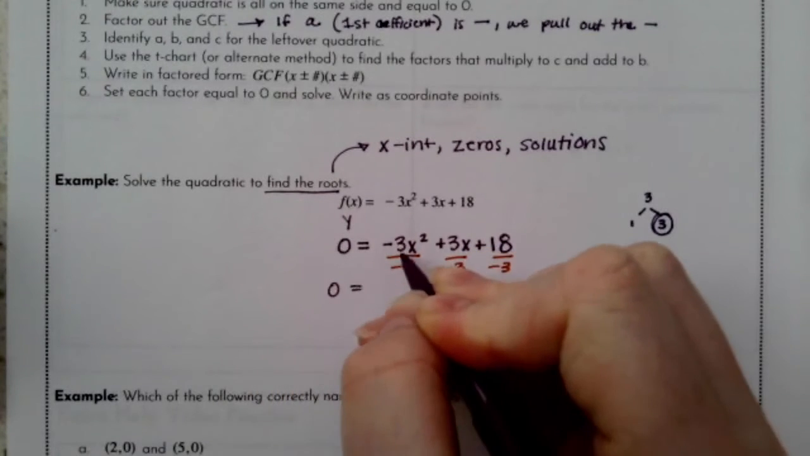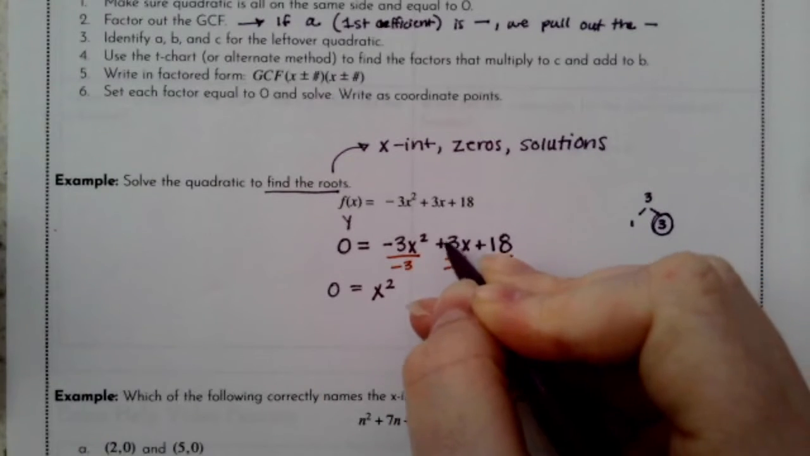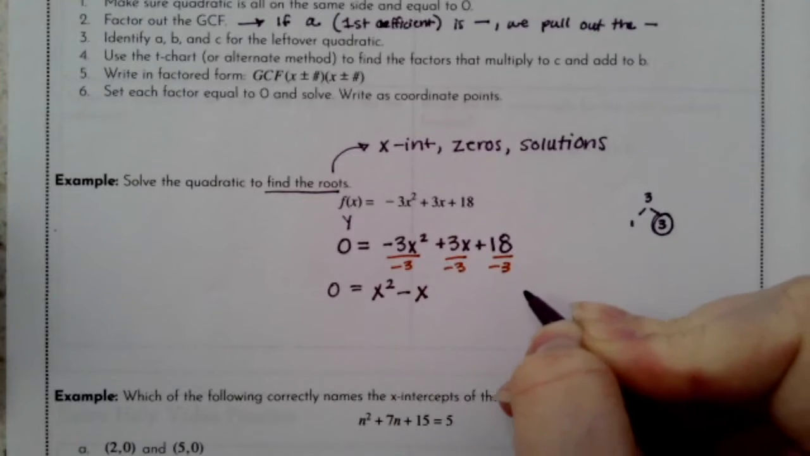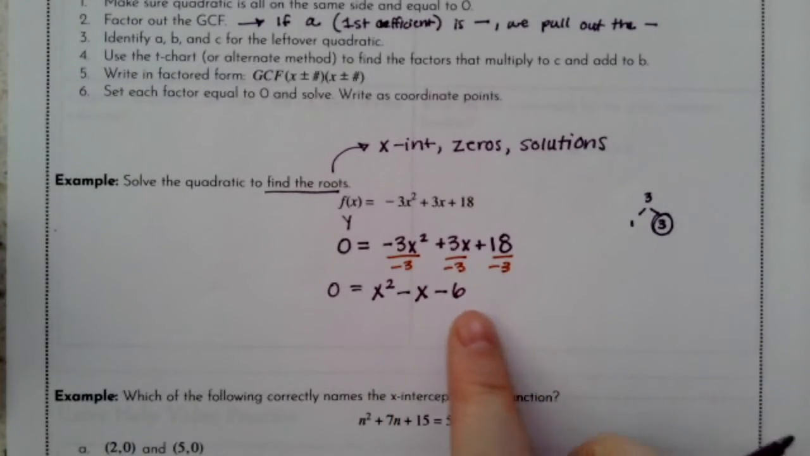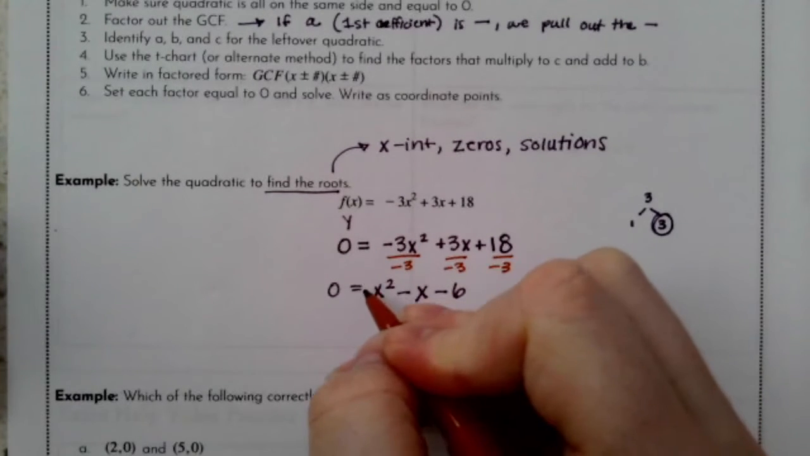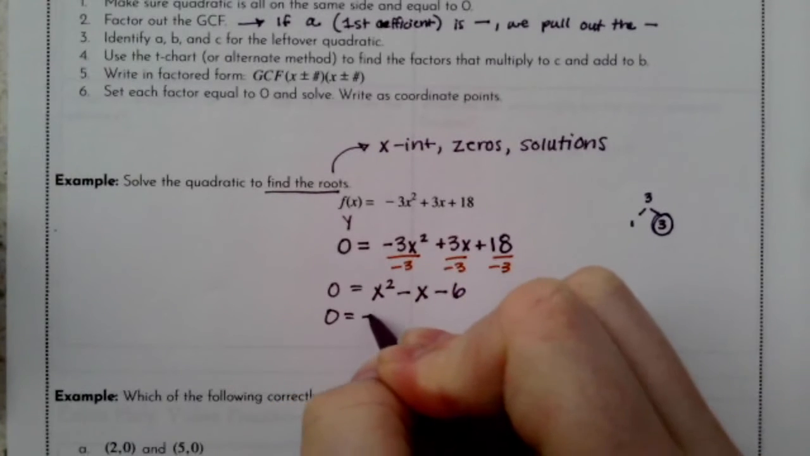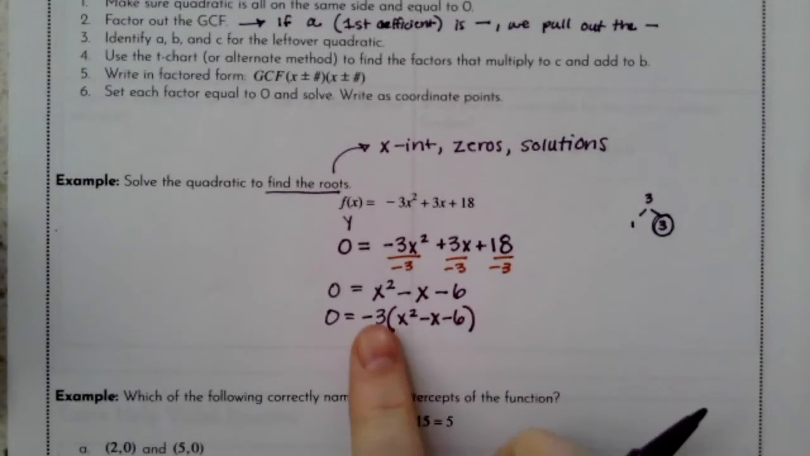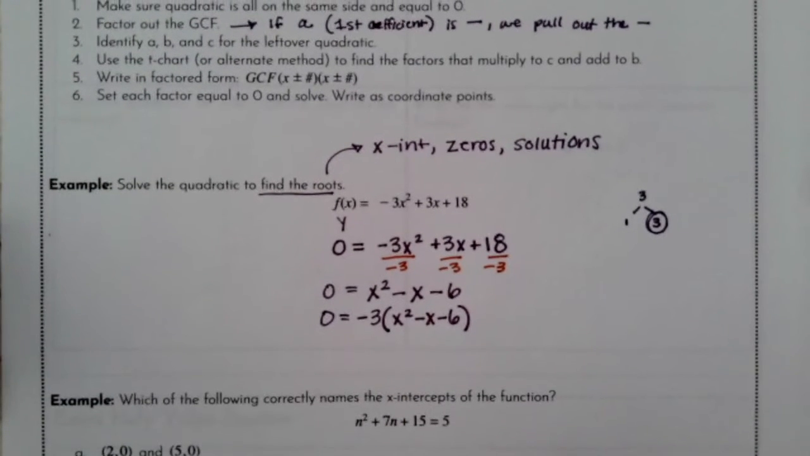And so I get negative 3 divided by negative 3 is just 1, so I get x squared. 3 divided by negative 3 is negative 1, or negative x. And 18 divided by negative 3 is negative 6. So I got rid of my GCF. And I should have my GCF out front. I kind of forgot about it, so let's write that right now. Because I don't want to forget that I took that out.